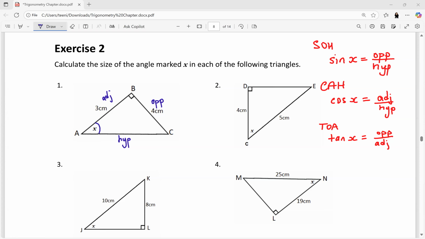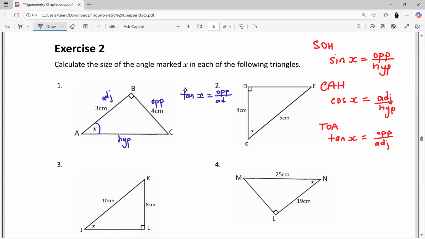So in this triangle, I am given the opposite and the adjacent. Therefore, the ratio that I need to use is tangent, because only the tangent uses the opposite and adjacent. So the first line that I would write is tan x is equal to opposite over adjacent, just so that I recall the formula. The second line would be tan x is equal to the side that is opposite, which is 4, over the adjacent side, which is 3.